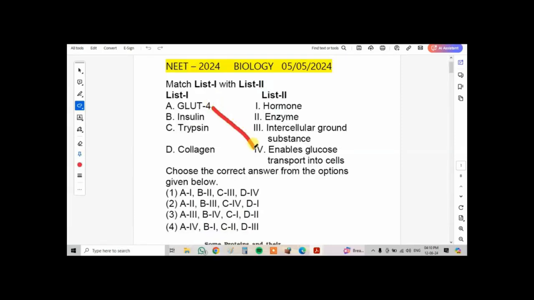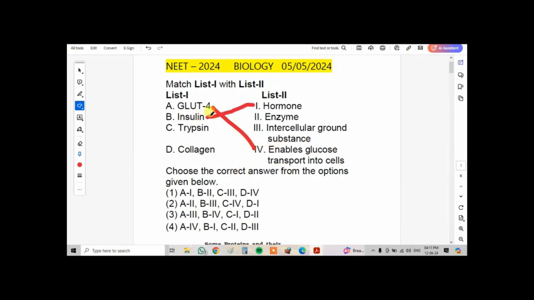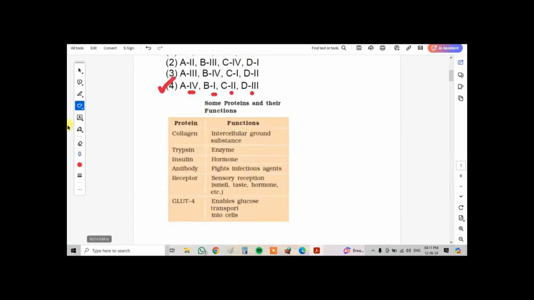Fat enables glucose transport into cells. Insulin is a hormone, whereas trypsin is an enzyme. And collagen is intercellular ground substance, and it is option 4, 4 1 2 3. And you can see the NCERT topic here from the chapter known as biomolecules.